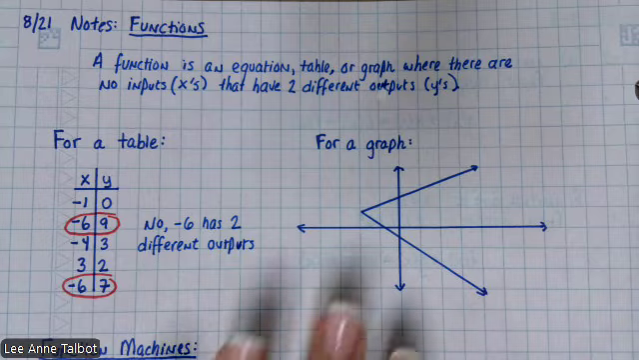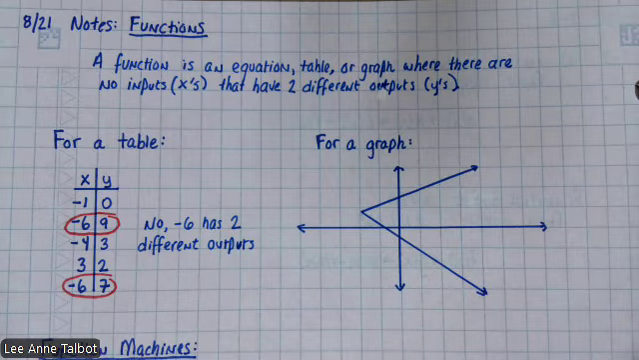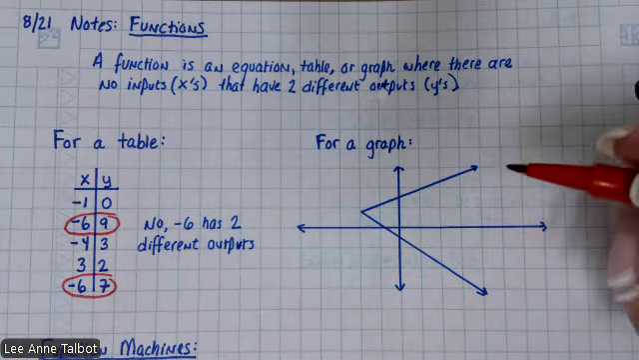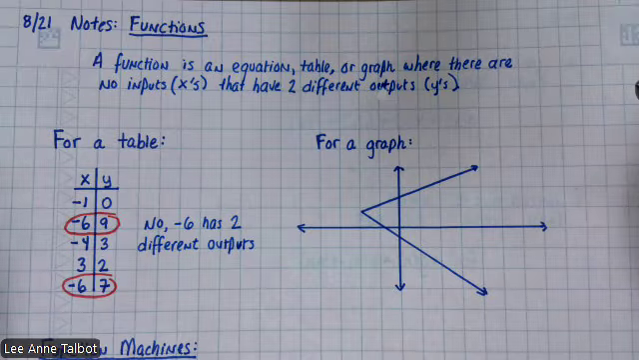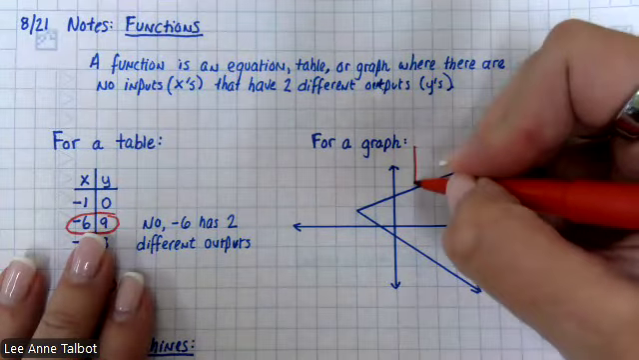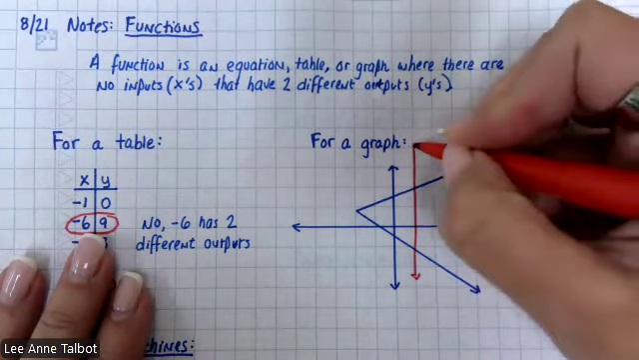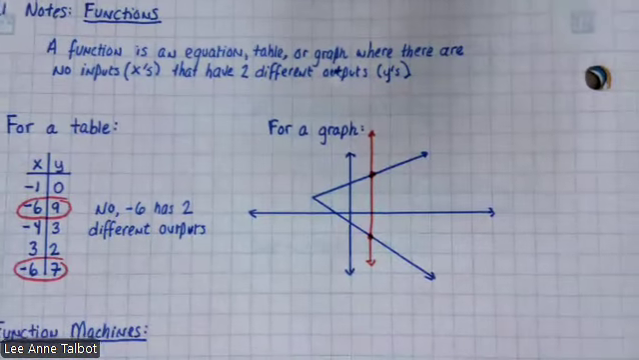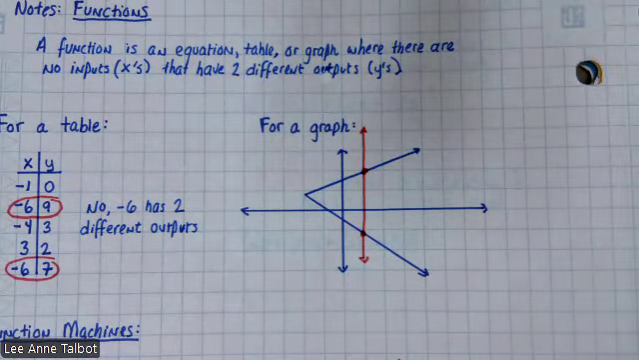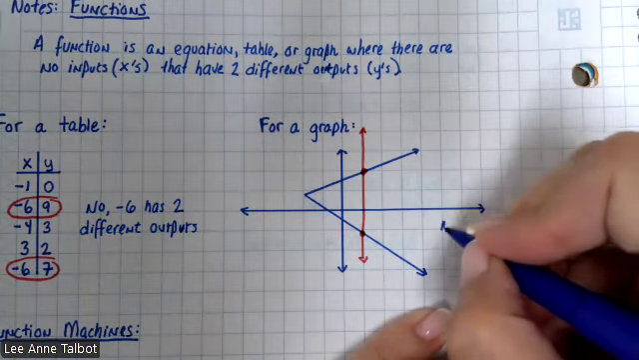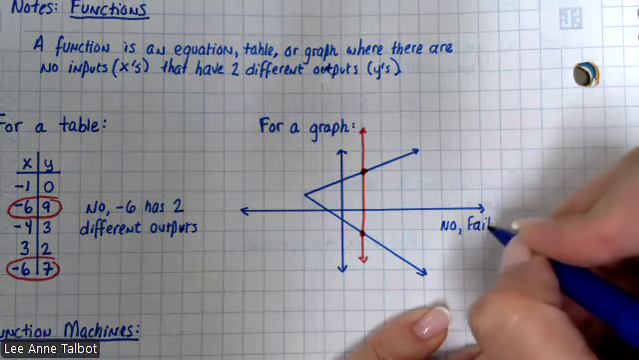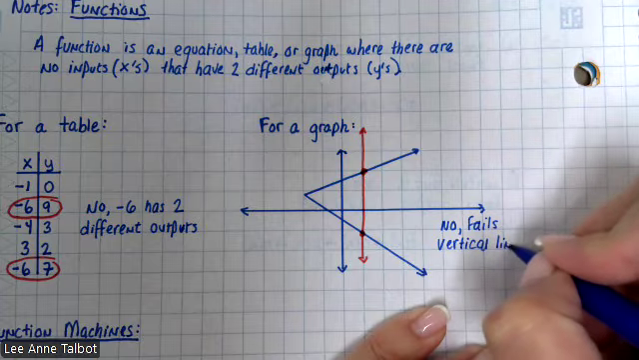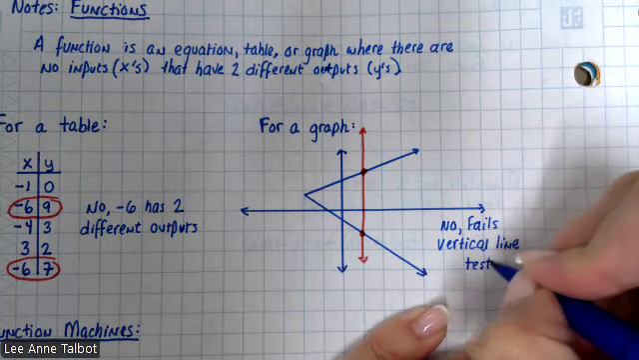Okay, now for our graph, we are going to do the vertical line test, which is what we've been doing on our paper. And when you do the vertical line test, you only need to do one line to disprove it. So I'm just going to do a line right here. That line hit the graph twice. So I'm going to say no, fails vertical line test.